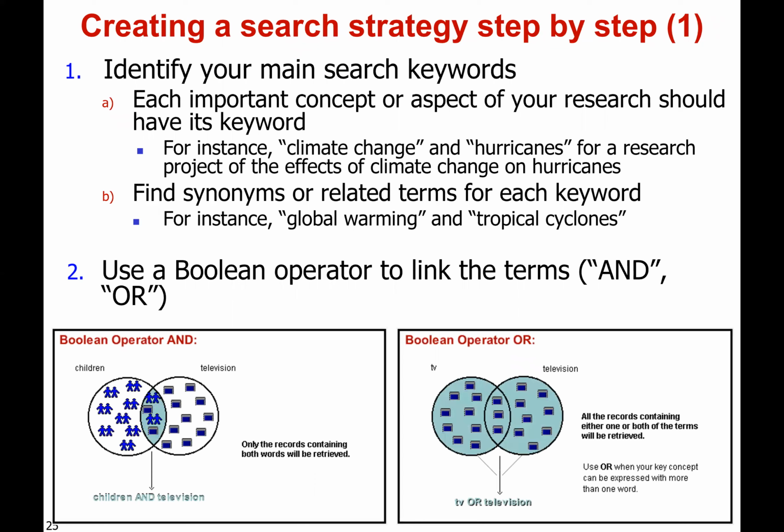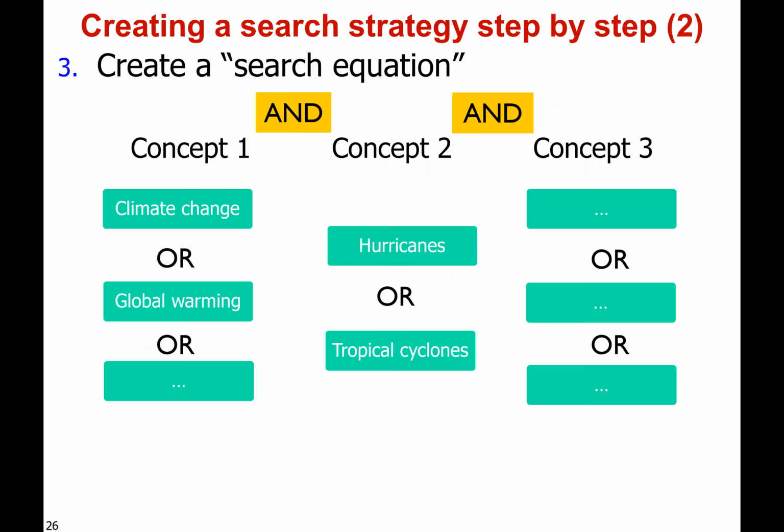Then you use a Boolean operator to link the terms. In other words, the word and, or or. For instance, in an example with children and television, if you link those with the word and, you're just going to find articles that mention both. Then you create a search equation. You have your two concepts, you link all the synonyms with the word or, and then you link the concepts with the word and.